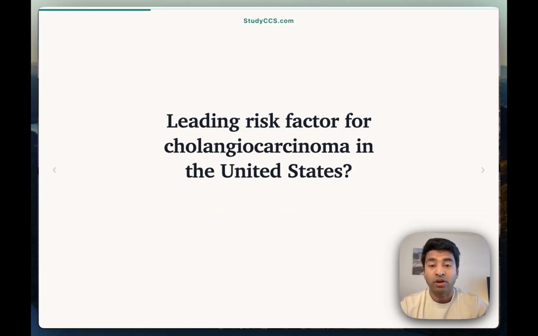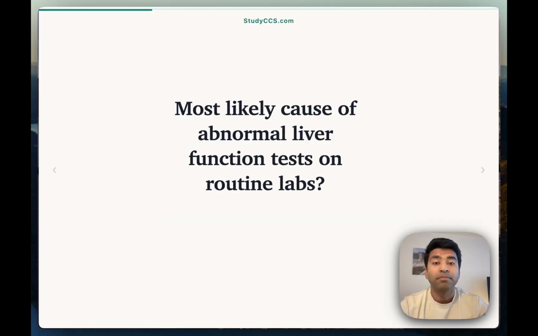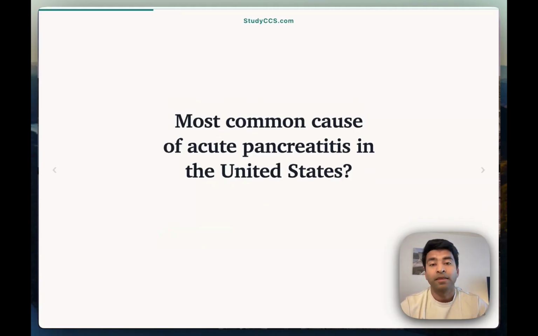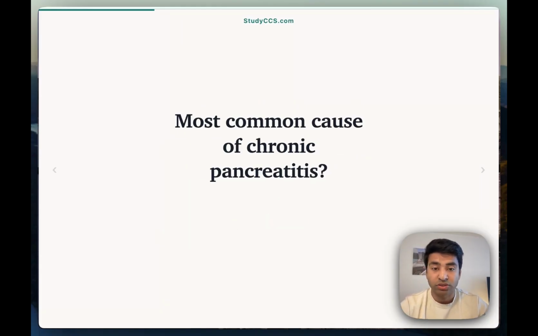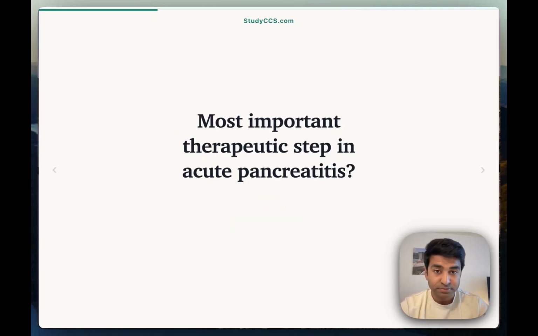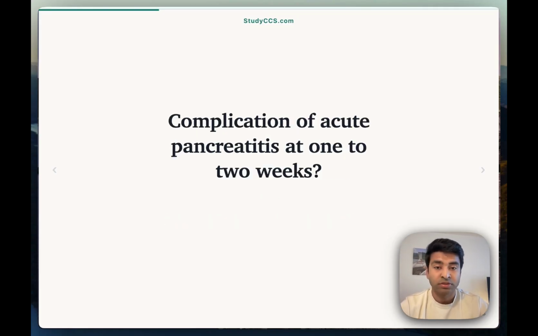Leading risk factor for cholangiocarcinoma in the US is PSC. Most likely cause of abnormal liver function tests on routine labs is non-alcoholic fatty liver disease. Most common cause of acute pancreatitis in the US: gallstones. Most common cause of chronic pancreatitis: alcoholism. Leading risk factor for pancreatic cancer: smoking. Most important therapeutic step in acute pancreatitis: IV fluids.